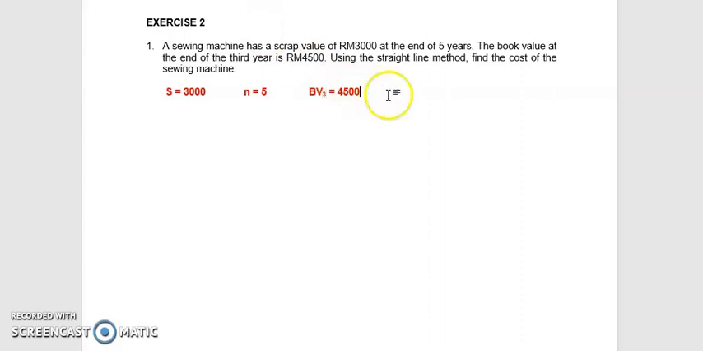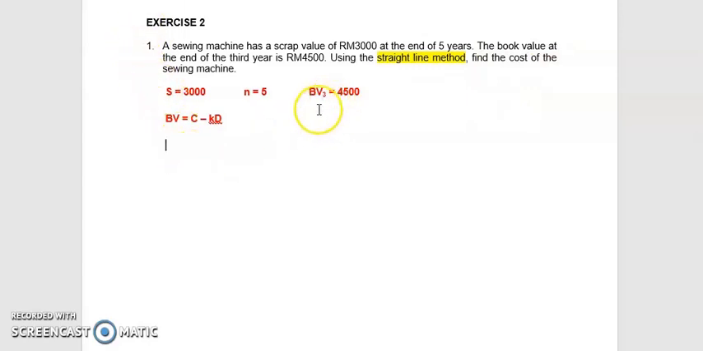Using the straight line method, find the cost of the sewing machine. Okay, how to find cost? You look at the information given. So we have scrap value and book value. So we know that the formula for book value for straight line method is BV equal to C minus KD. So D is annual depreciation. So you can start from this formula.